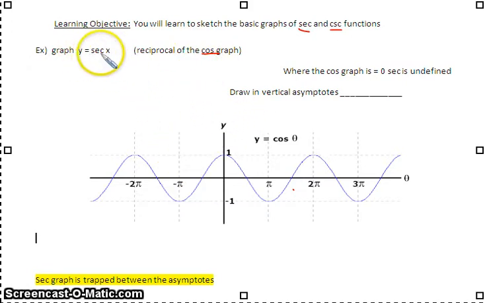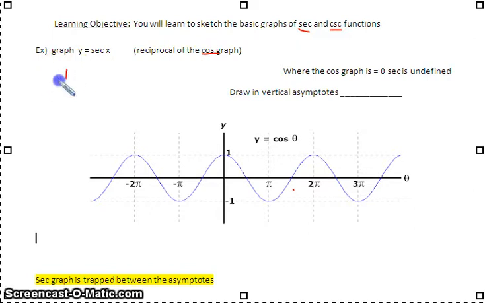So if I asked you to draw the secant graph, the first thing you'd want to do is actually make the graph of the cosine. And that's what is already on here for you. So this is the graph of the cosine, y equals cosine of theta or y equals cosine of x. And what I want to do is recognize that wherever the cosine graph is equal to 0, that's where the secant is going to be undefined.